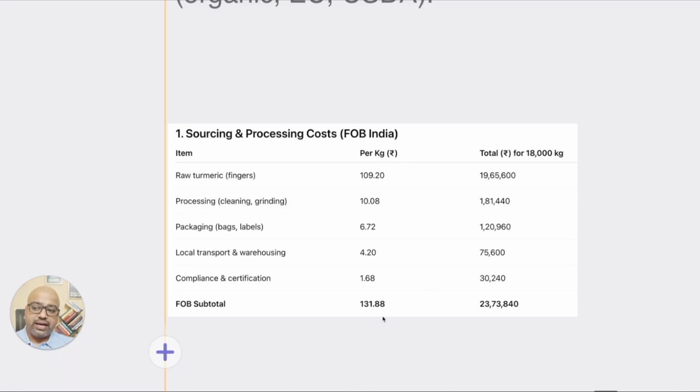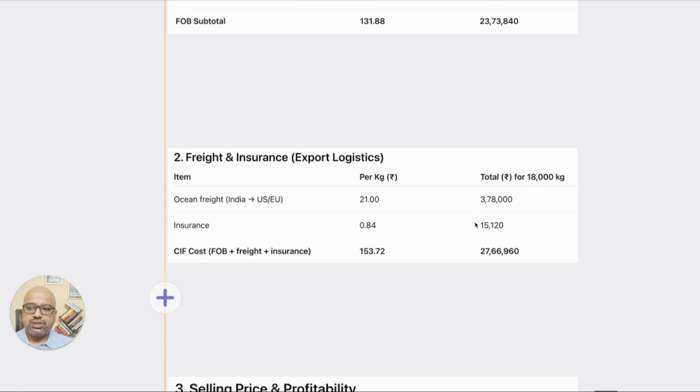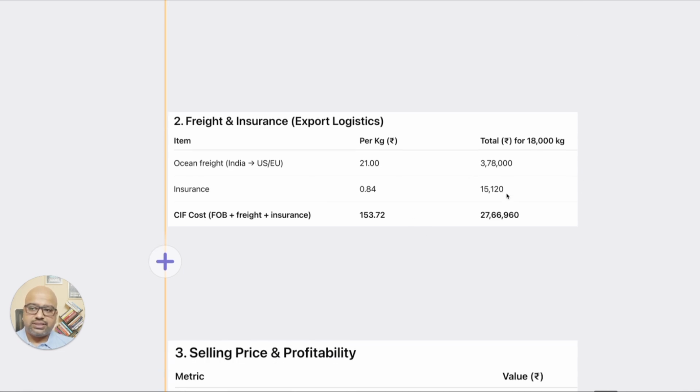So if you're getting at this price, then you can look for how much the freight price is. For European or US, it's around 21 rupees per kg, it's around 370 lakh. And again, prices may differ, depending on the shipping line, depending on time, various things. And this is for 18,000 kgs. So if you consider this per kg, this is the cost.